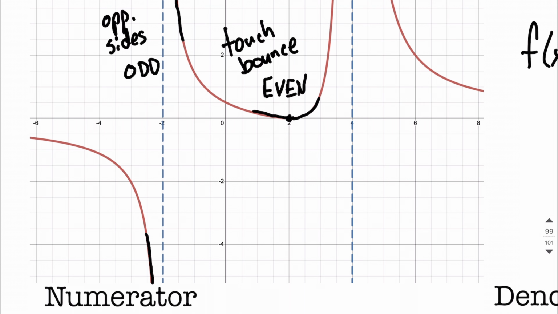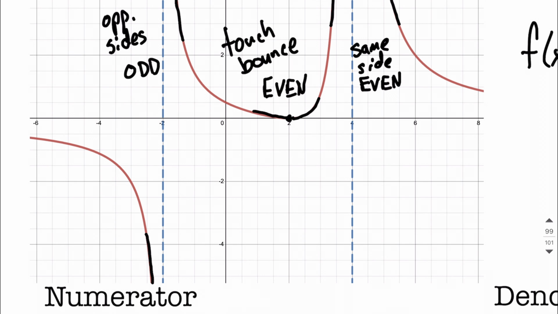Now let's look over here at 4, another vertical asymptote. As we approach from the left-hand side, we go up, we're above the x-axis. If we trace the graph from the right-hand side, you'll notice it goes up as well. So we're on the same side of the x-axis. So what that tells us is we're on the same side. That tells us we're going to get an even exponent for this one.